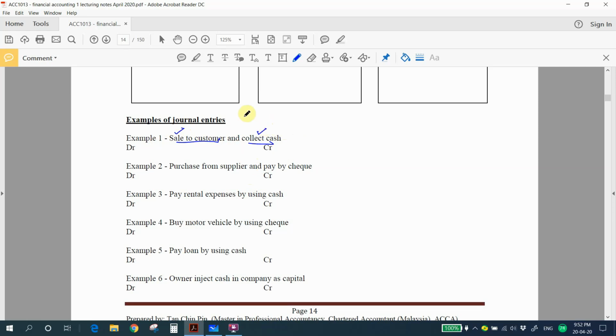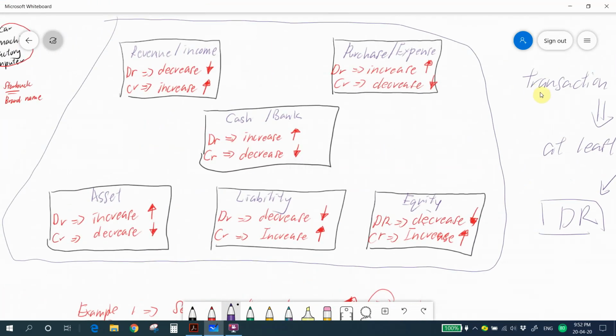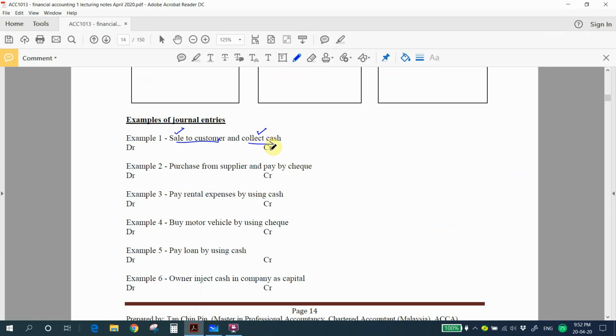Sell to customer. Tell me, when you make sales to a customer, should you debit the revenue account or credit the revenue account? The answer is credit, right? Because when you sell to your customer, your total sales will increase. When your sales increase, you should credit the revenue account. So on the credit side, we indicate revenue, because the sales has increased after the sale.